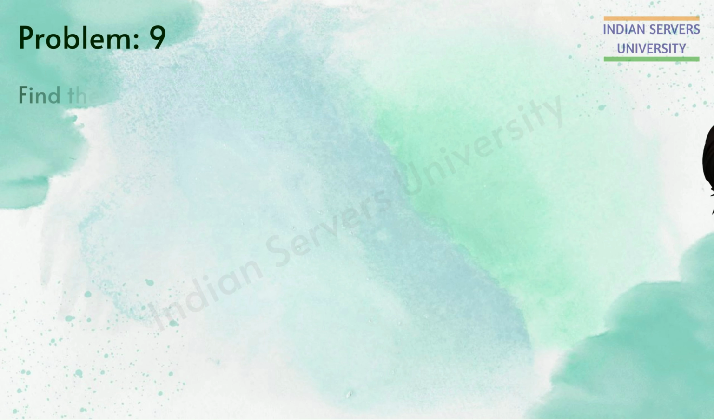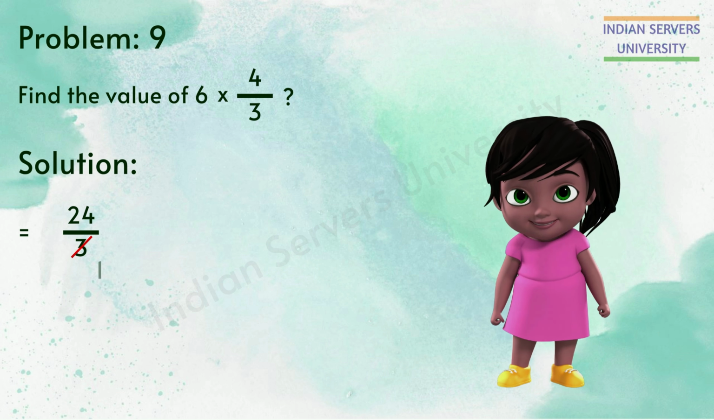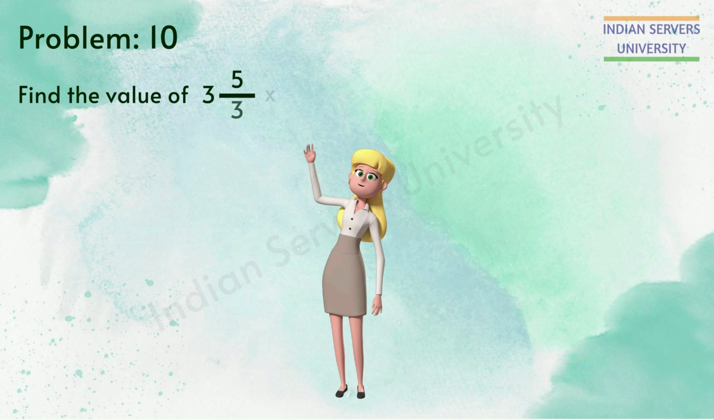Next problem, 6 into 4 by 3. So 6 4s are 24 by 3. So 3 తో cancel చేస్తే 3 1s are 3, 8s are... ఆన్సర్ అనేది 8 అవుతుంది.